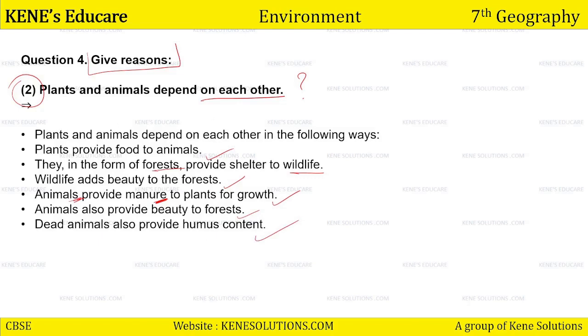We have read this in the chapter also, right? Both plants and animals are dependent on each other. Plants give us food. Animals give CO2, that means carbon dioxide, to the plants to live. Animals give manure to plants to live. Animals also add beauty to the forest. Dead animals provide humus to the environment or to the plants. Correct? So even after dying, the animals are helping the plants. So plants are dependent on the animals, even on the dead animals, and the animals are also dependent on the plants for food. Okay?